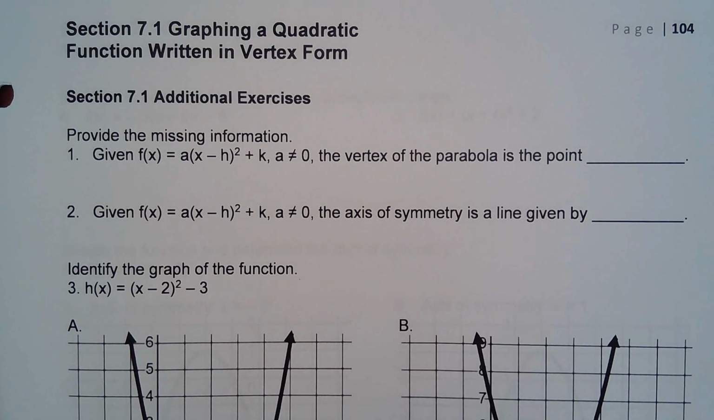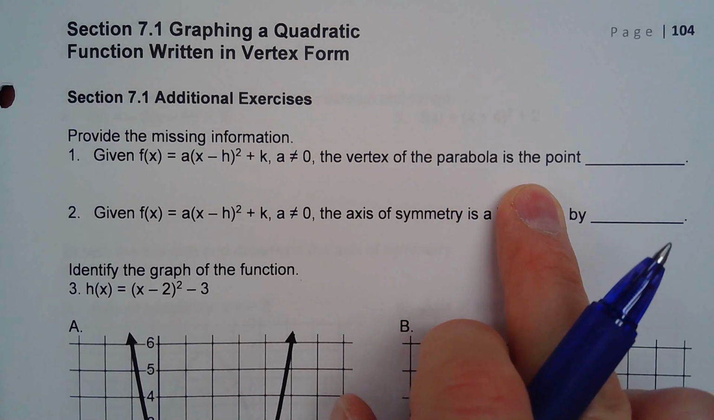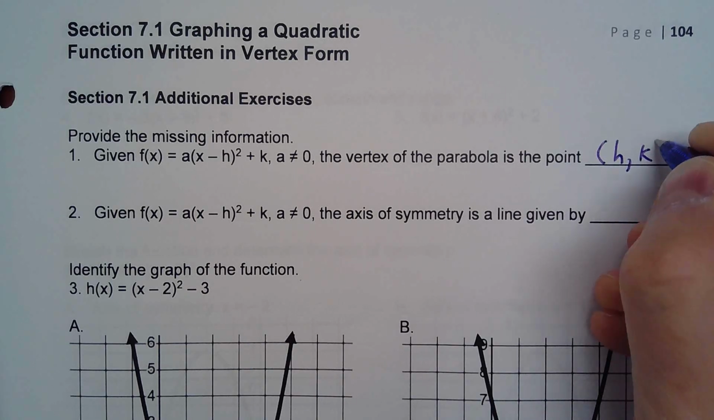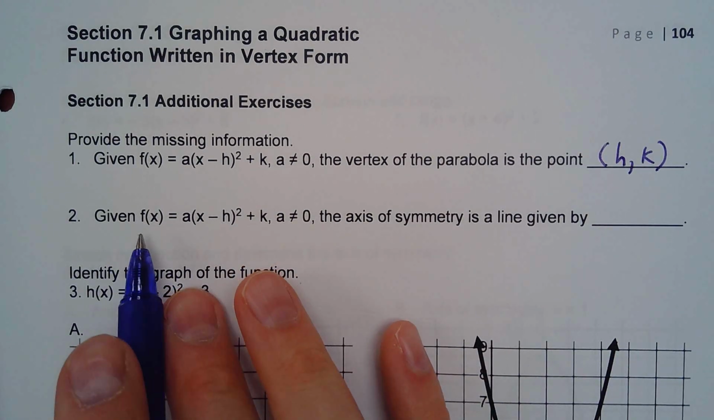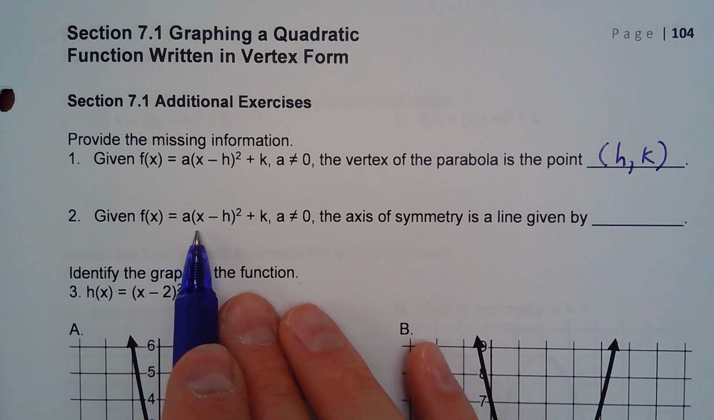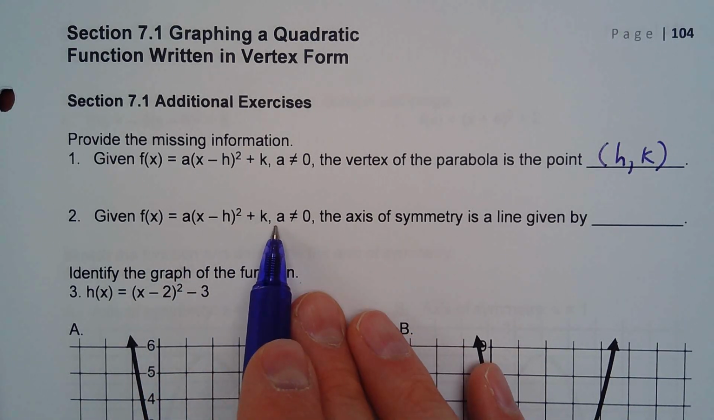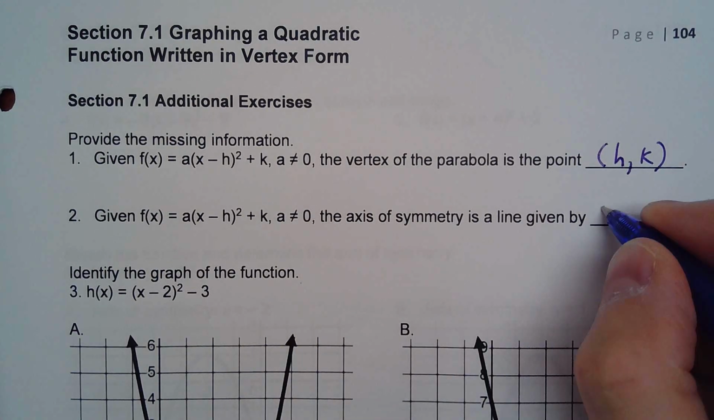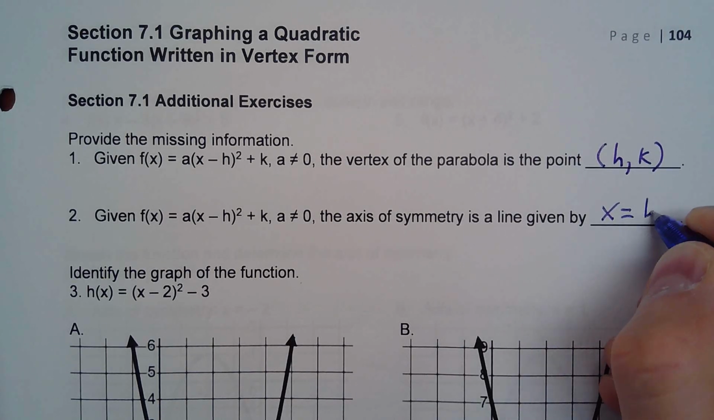Alright, so now we're going to look at the additional exercises in section 7.1. Given f of x equals a times (x minus h) squared plus k, where a does not equal 0, the vertex of the parabola is the point h comma k. Given the graph of f of x equals a times (x minus h) squared plus k, where a does not equal 0, the axis of symmetry is the line given by x equals h.